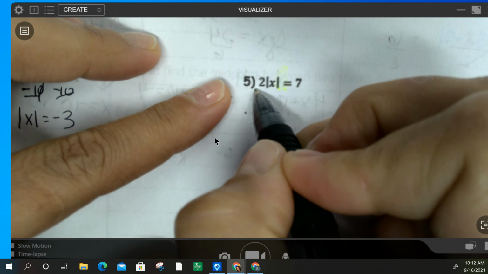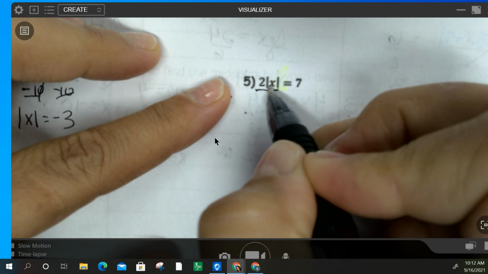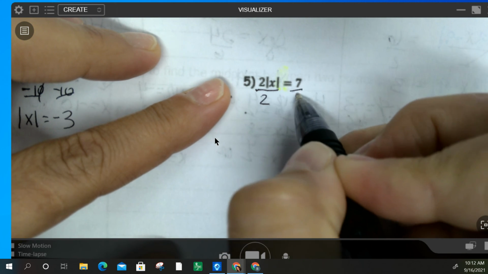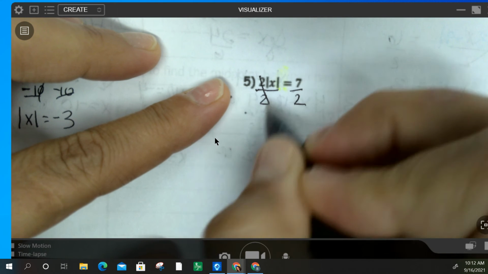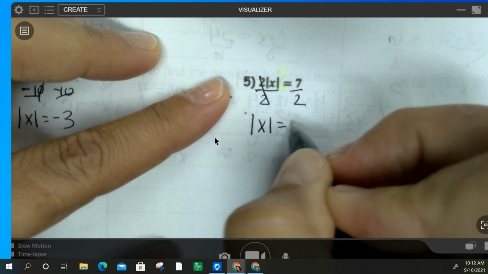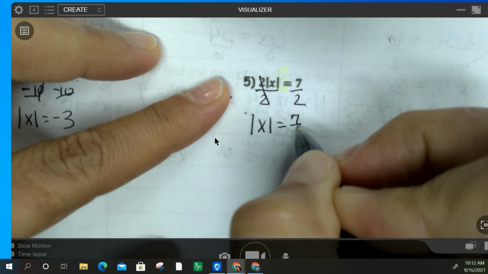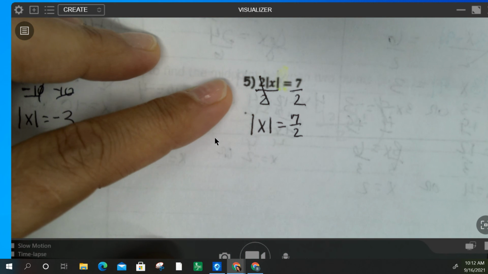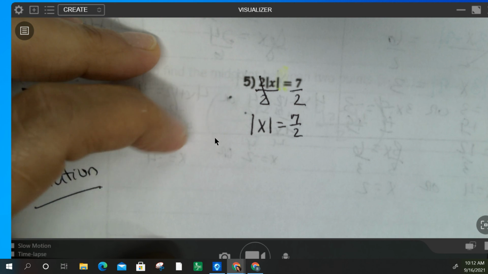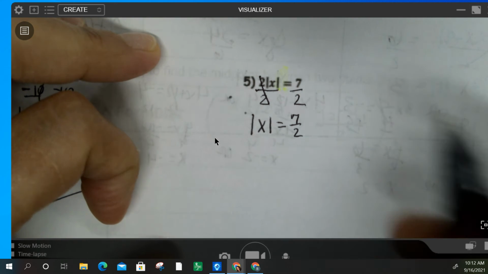So what I'm going to do is I'm going to get rid of the 2. If it says 2 times the absolute value, then the inverse is to divide both sides by 2. And you're left with the absolute value of x equal to 7 over 2. You should leave it 7 over 2. You can give me 3.5 if you want. I don't care. All right, now the bars are by themselves.